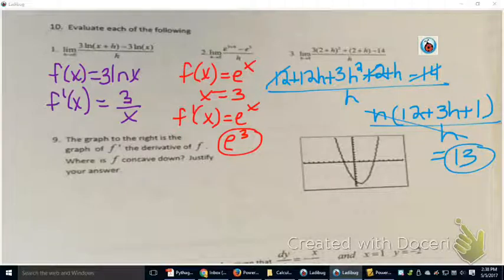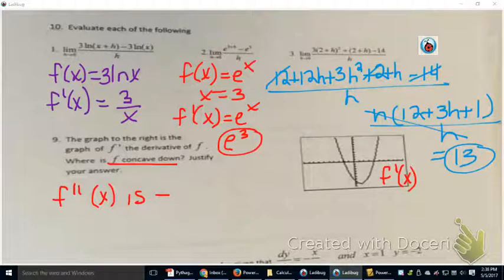Alright, number 9. The graph of the derivative to the right is f prime of x. So the question is asking you to figure out where f of x is concave down. Remember that f of x is concave down where f double prime of x is negative. Well, since this is the first derivative, f double prime is the derivative of that. So I'm looking for where the slope of this graph is negative. The slope of this graph is negative from here to here, which is approximately from negative infinity to 1. Just be sure to explain it if it were on free response. That is because f double prime of x is negative.